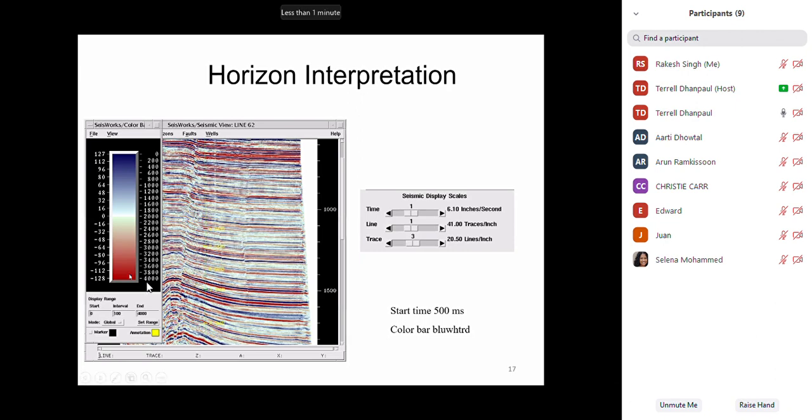So you just start with an interval. This is a color bar. You're using basically a blue, white, red color scheme. It all depends on your preference.